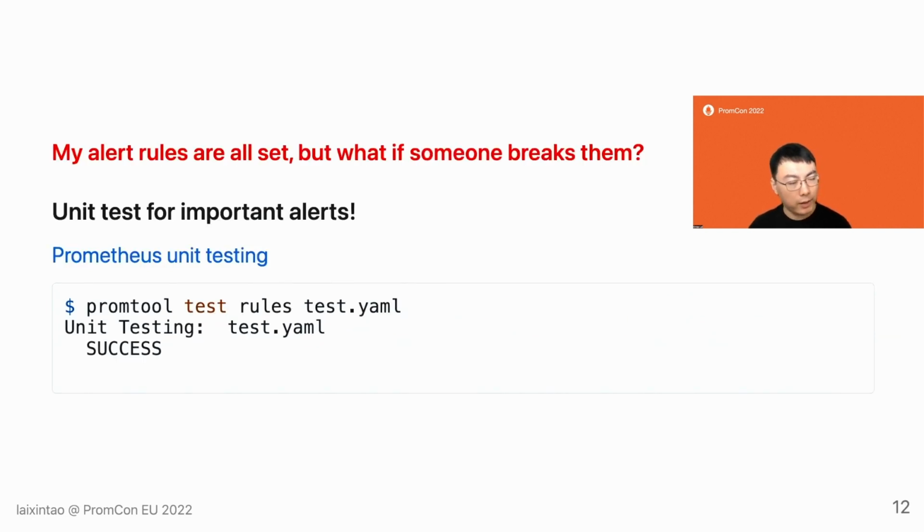Okay, the last but not least question: what if someone breaks your alert? The answer to this question is unit tests. Unit tests for Prometheus are like unit tests for code. Basically, you have alert rules, right? And you need to write simulated data to test your rules. You write your data, and say whether the alert should be fired or not, and then you use promtool again. With promtool test rules, if the alert rules fire your alerts as expected, then the unit test will succeed. Otherwise, it will fail.